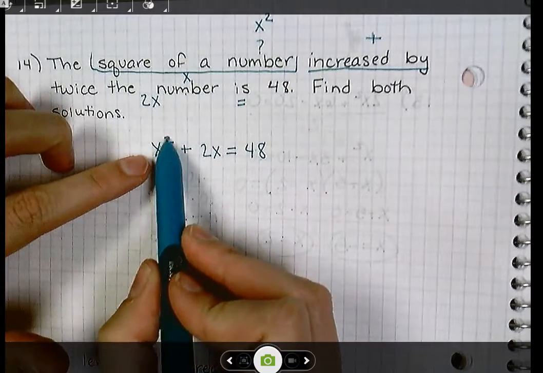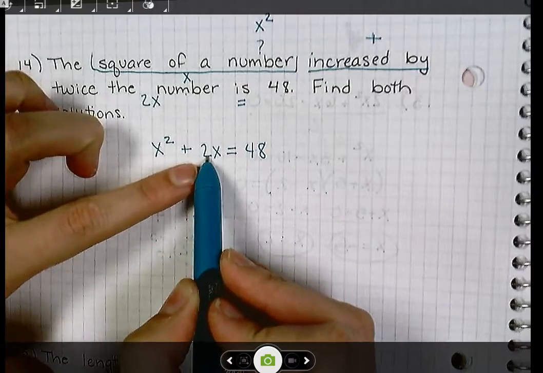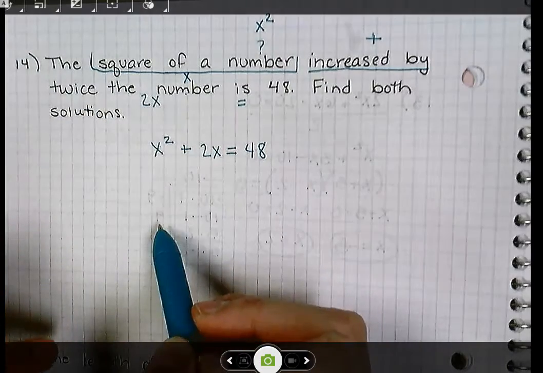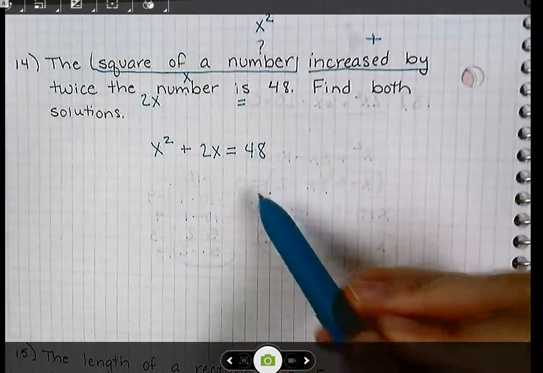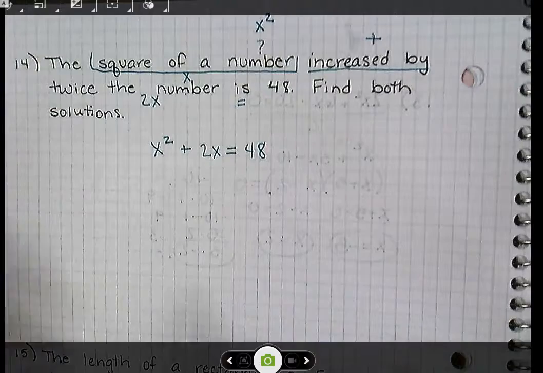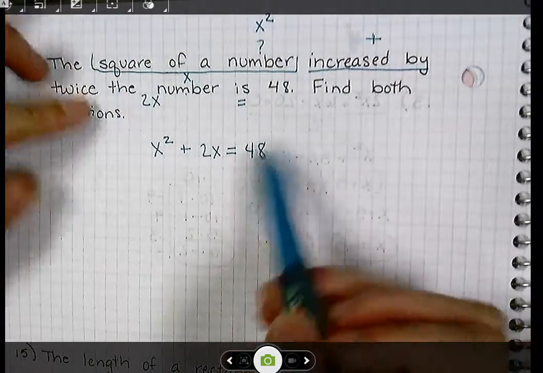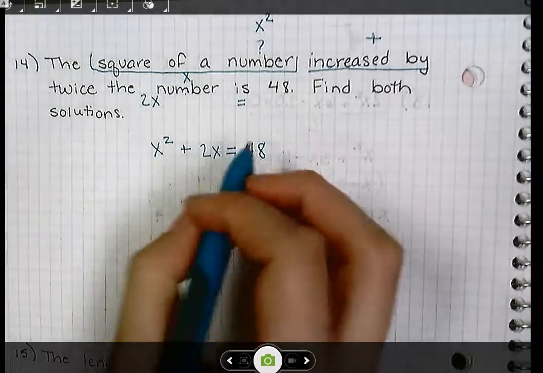So real quick, let me rewrite this problem. The square of a number increased by twice the number is 48. So if you have any questions of how to do this, please call me over in class and I'll see if I can explain it a different way. But I'm just decoding these words into an equation. And now we solve this equation.